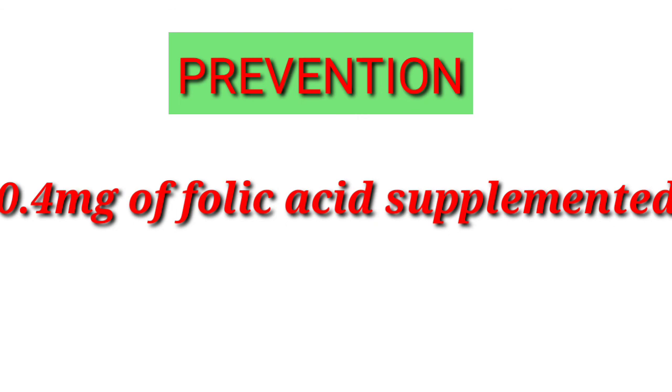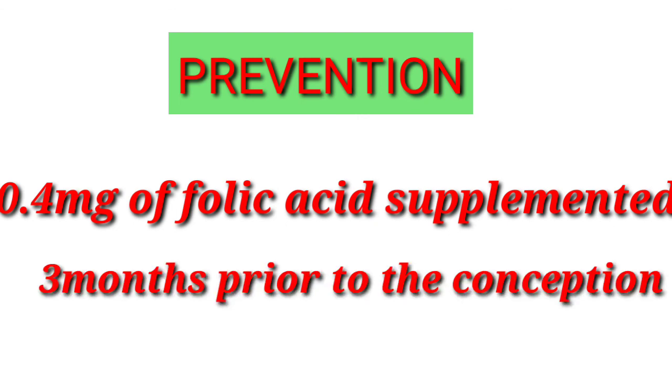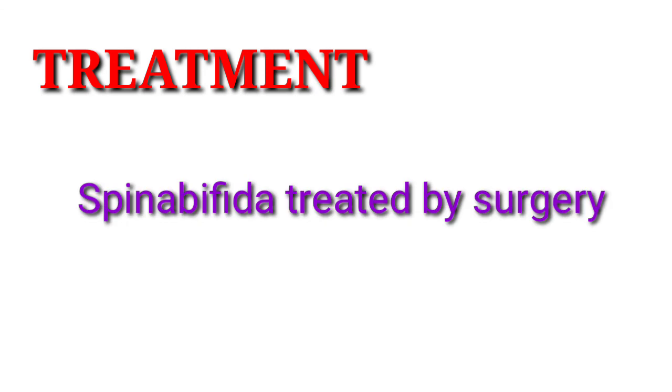How to prevent neural tube defects? Supplementation of 0.4 mg per day of folic acid from 3 months prior to conception up to the first 12 weeks of pregnancy can prevent neural tube defects. Spina bifida can be treated by surgery after delivery.